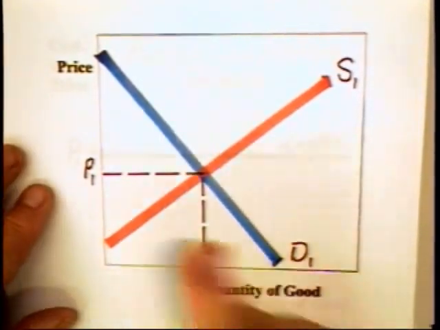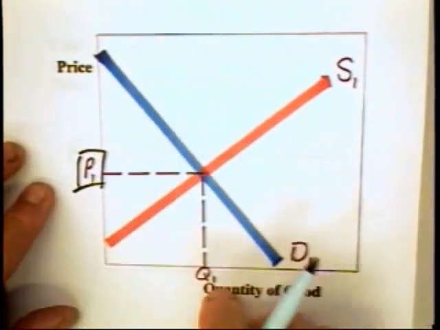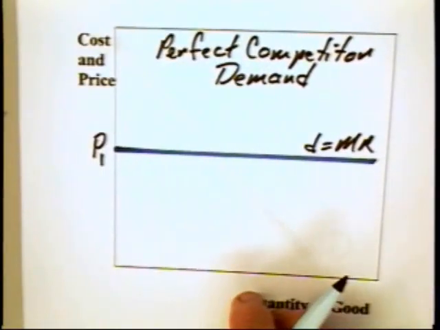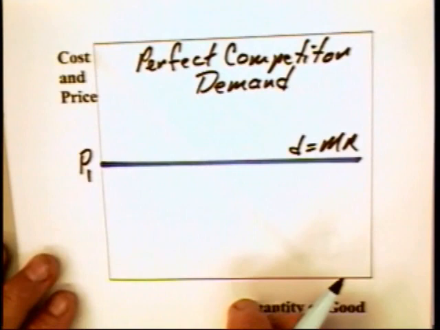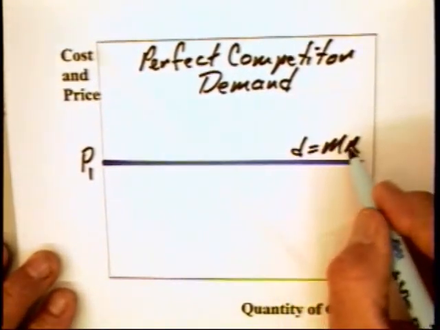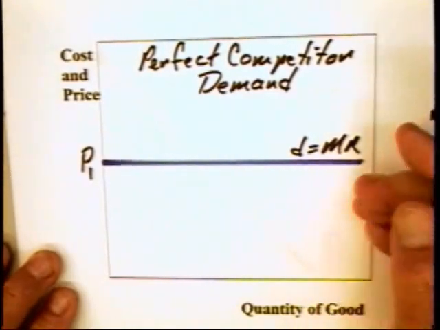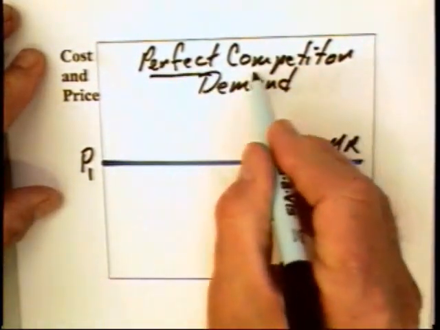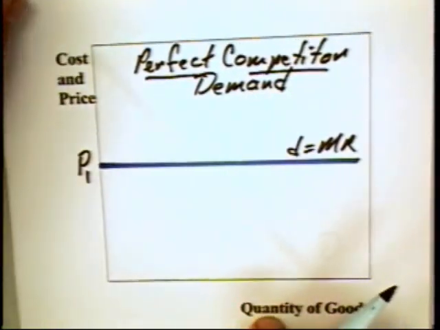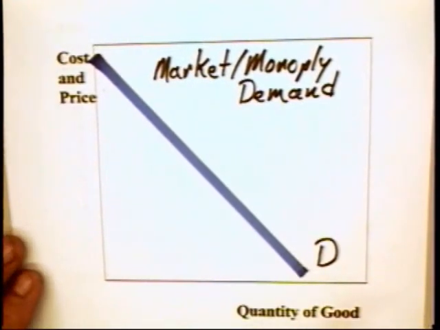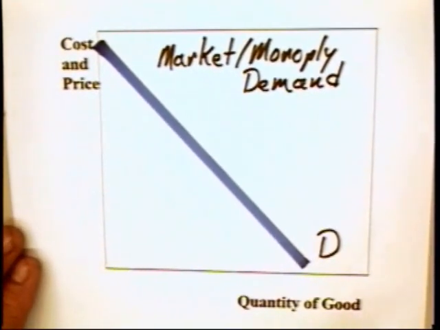The individual producer has to accept or reject price P1, which means that the individual producer's demand looks something like this, that it is horizontal. We also deduced that the marginal revenue curve for the individual producer is exactly equal to the demand facing the perfect competitor.